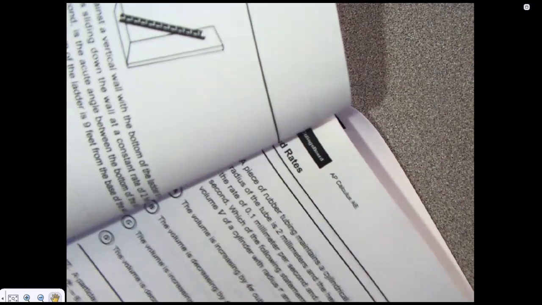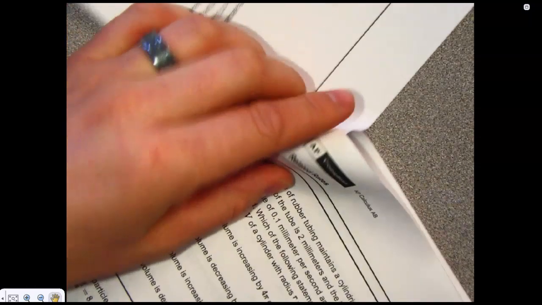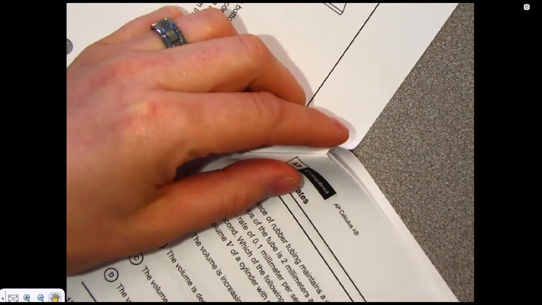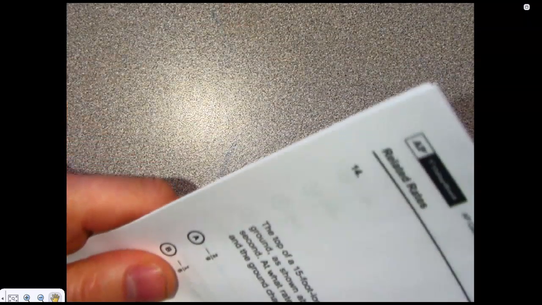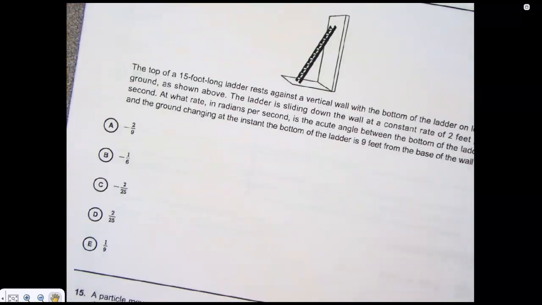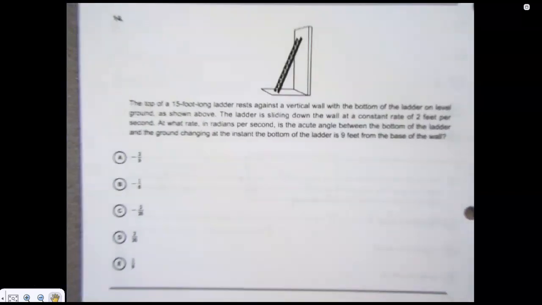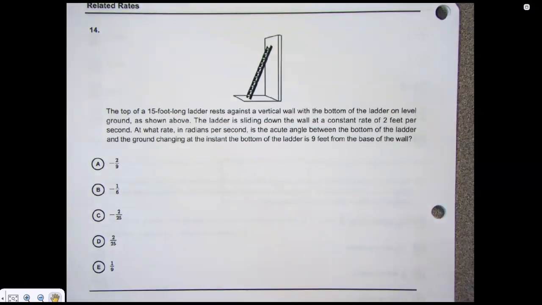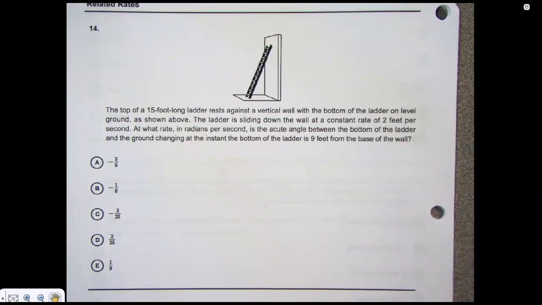Let's do 13. No, let's do 14. It's the same problem, but it's got pictures. So it's a little easier. Throw a ladder with my god, right? That's the protagonist there.